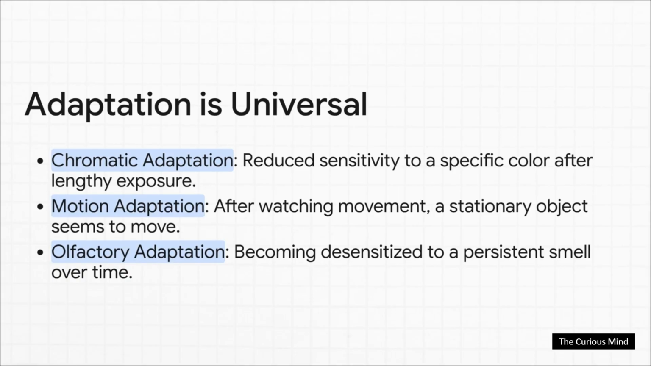Ever stared at a bright green image and then looked at a white wall? It looks kind of pink for a second, right? That's chromatic adaptation. Or if you watch a waterfall for a minute and then look over at the rocks next to it, the rocks will look like they're moving up. That's motion adaptation. It's just a core feature of how we're wired.